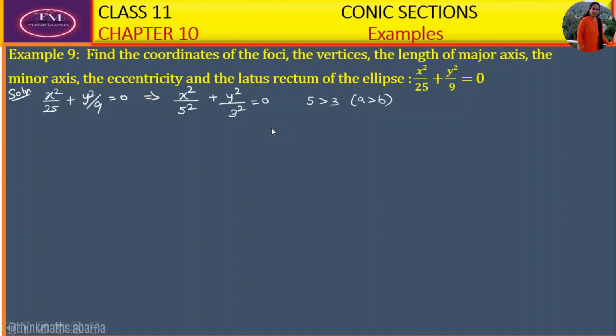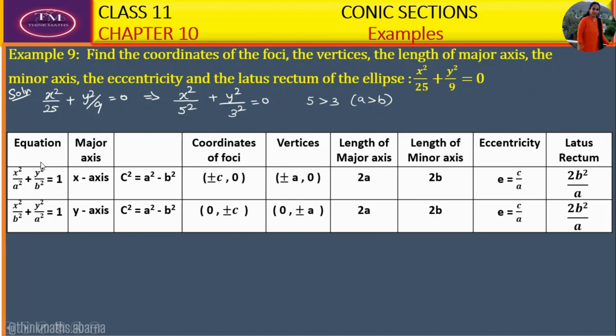Okay, now let us know the formulas. So the equation x square by a square plus y square by b square. So here a is greater than b, so the major axis will be the x-axis. Therefore c square is a square minus b square. The focus is plus or minus c comma 0, and the vertices are plus or minus a comma 0. Length of major axis is 2a. Length of minor axis is 2b. Eccentricity is c by a. Latus rectum is 2b square by a.